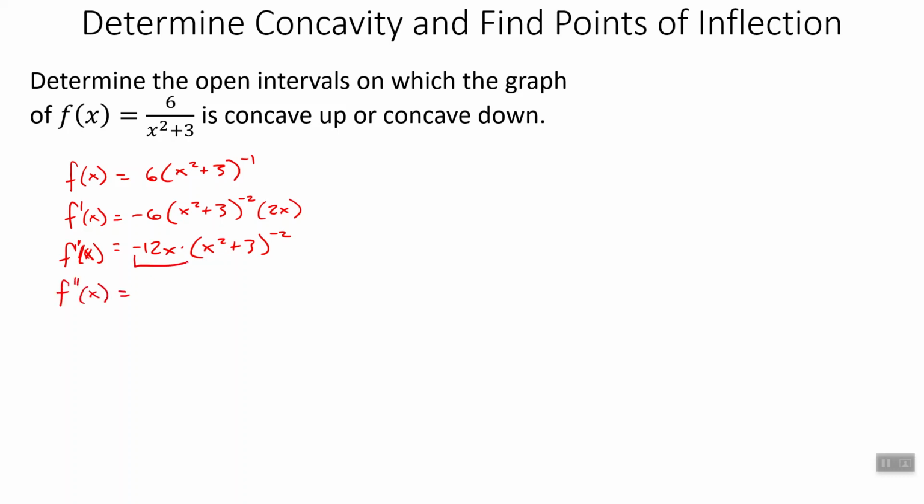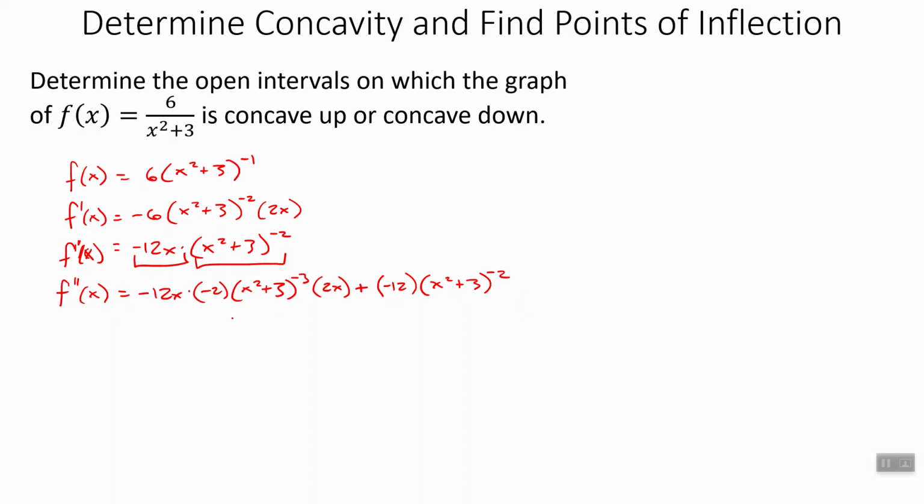All right, so if we do the product rule, there's our first, there's our second. So it's first times the derivative of the second, bring down the negative 2. We got x squared plus 3 to the negative 3 times the derivative of the inside, which is another 2x, plus the second times the derivative of the first. The derivative of the first is just negative 12. Second's just going to stay x squared plus 3 to the negative 2.